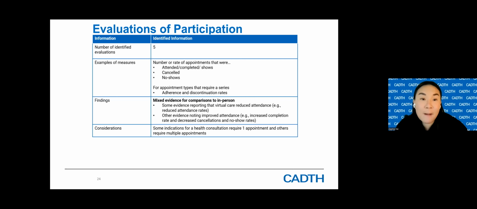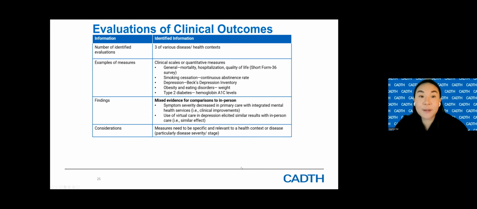Okay, next slide, please. Okay, so the next set of outcomes that were focused on from these identified evaluations were the clinical outcomes, and these were investigated in 3 evaluations among various health diseases or health contexts. And similarly, it was found that this evidence was mixed when compared to in-person care. So for instance, some studies found that there were clinical improvements when virtual care was used, versus other evidence found that it actually didn't really elicit much of an effect on the clinical outcomes when compared to in-person care.